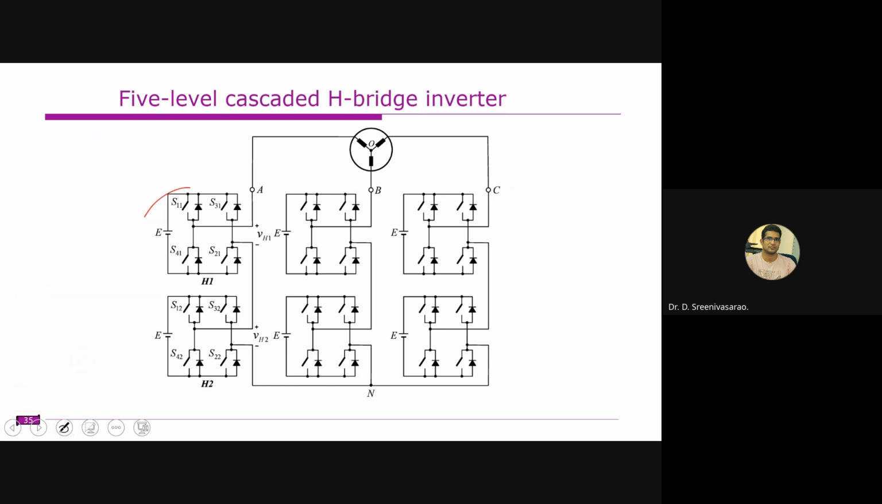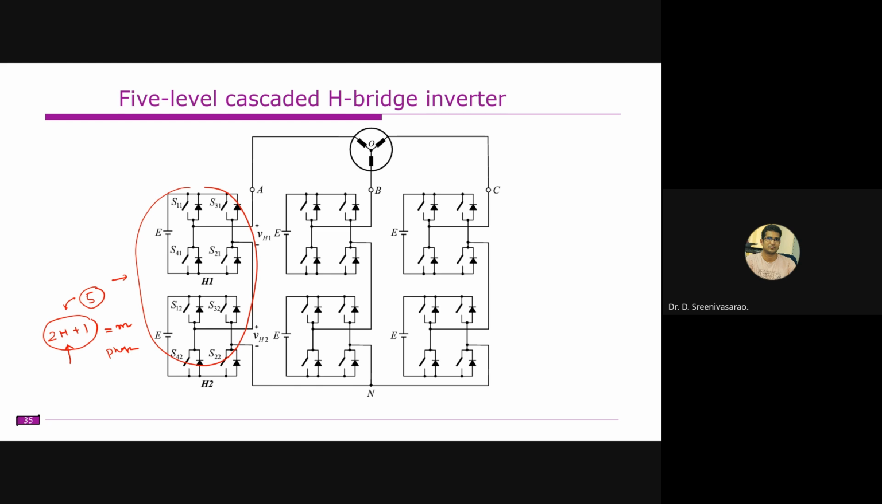Okay. So if you have two H bridges in cascade, it will become 5 level. So that means 2H plus 1, where H is the number of H bridges in cascade. This is equal to level number M in the phase voltage. So this is phase voltage levels.